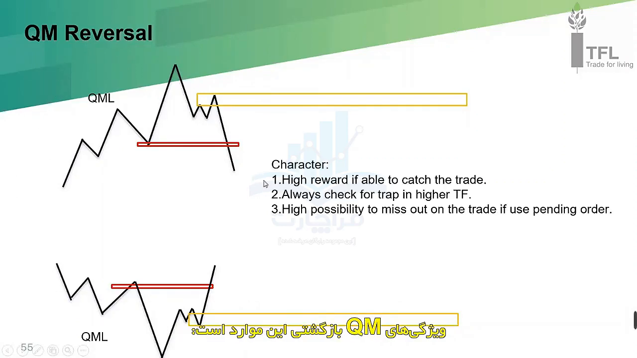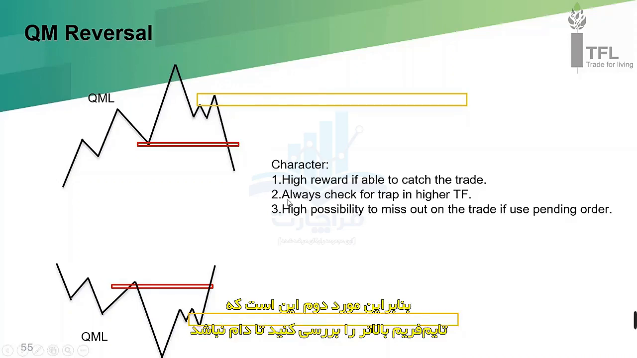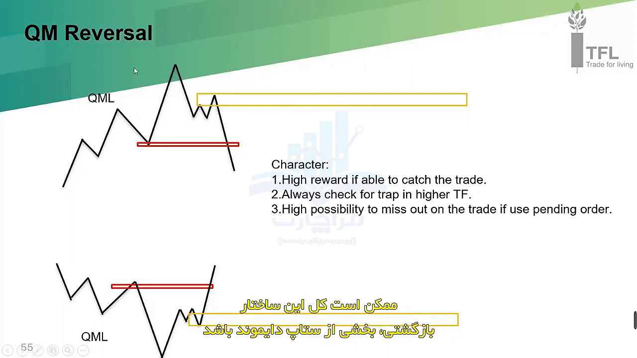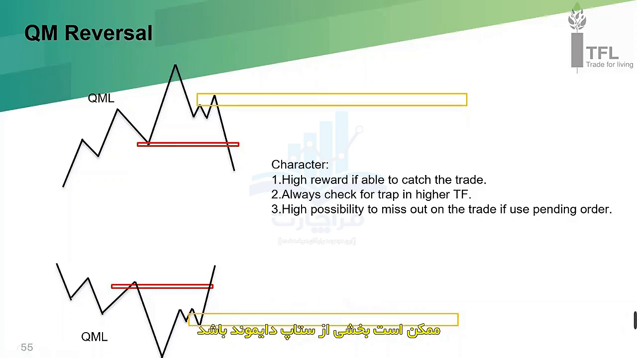So the character of this kind of reversal is that it has a higher reward because you catch it on the top if you're able to catch it, all right? But the risk is definitely higher because you are catching from the reversal. So the second character is to always check for a trap in the high time frame. Always go for a trap. There is a possibility this reversal might be a part of a diamond setup, right? Diamond setup, I'm going to explain at other times.